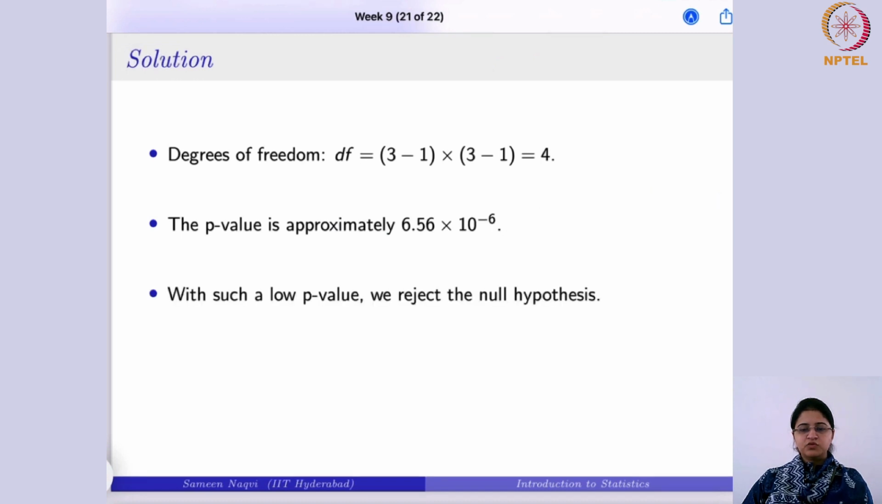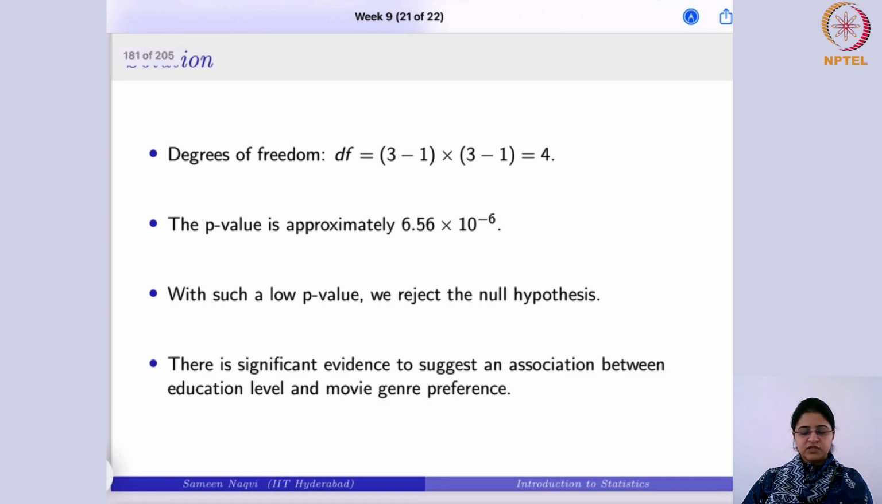Since this p-value is so low, obviously it is going to be less than 0.01 or 0.05. So you reject the null hypothesis that there is no association between these two, and it signifies that the two categorical variables are associated or they are not independent. Okay. So this is how you perform chi-square test of independence.